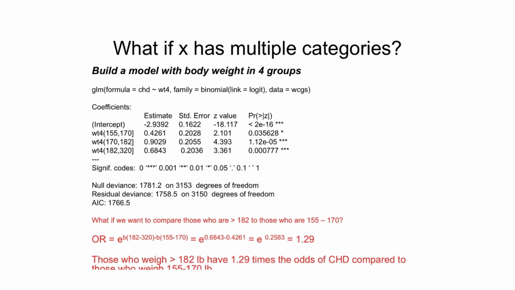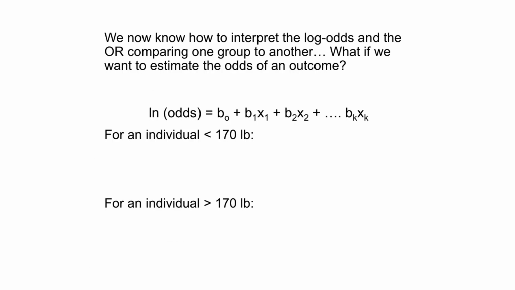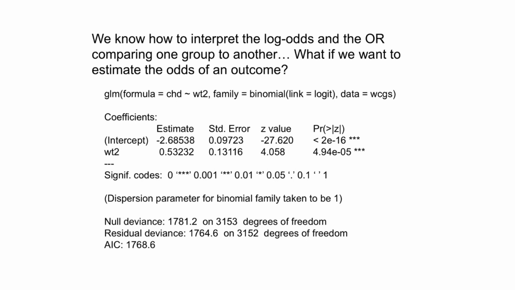This tells us that those who weigh greater than 182 pounds have 1.29 times the odds of CHD compared to those who weigh between 155 and 170 pounds. So we now know how to interpret the log odds and the odds ratio comparing one group to another. But what if we wanted to estimate the odds of an outcome? To do this, we use our logistic regression equation and simply plug in all the relevant values for our groups of interest. Let's take a look at our output with the binary weight variable.